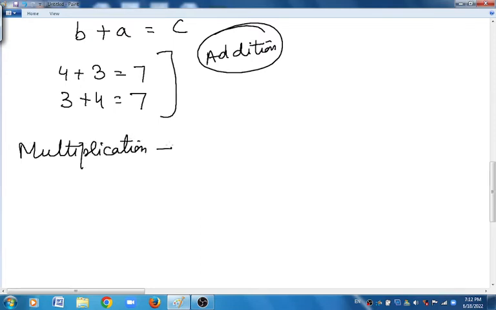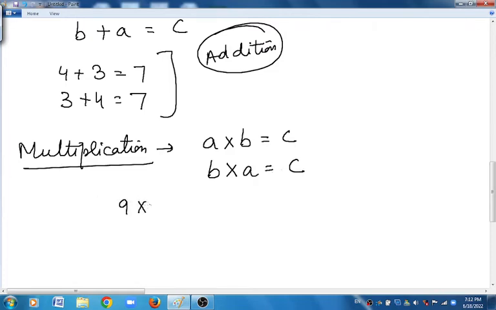The property remains same when we are multiplying two numbers and we are getting the answer, the product. If we are changing the order of these two numbers, if I am multiplying b into a this time, the answer will remain same. Take an example: what is 9 2s? That is 18. If I am multiplying it in reverse order, like 2 into 9, 2 9s is 18. So the answer will remain same.